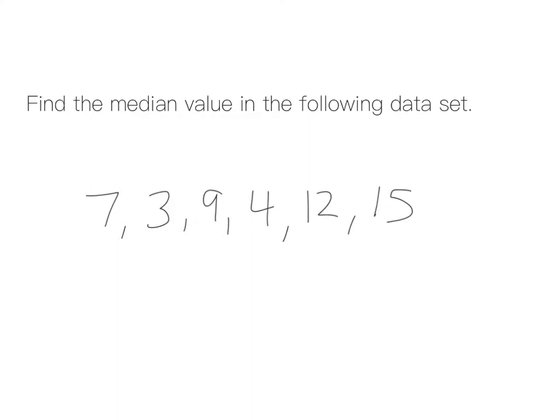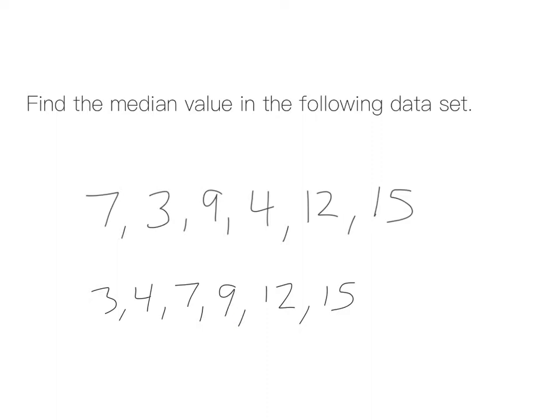Okay, so let's see how you did. We know we have to order the data, right? So I'm going to order it real quick. Alright, so here we go. This is our data in order: 3, 4, 7, 9, 12, 15. And so what's the middle value? Well, the middle value is going to be right in between.